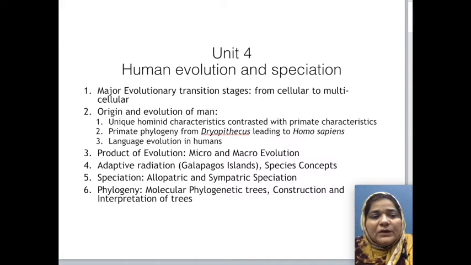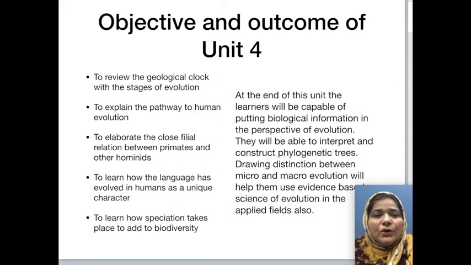So the outcome and objective of your unit 4 will be to review the geological clock, as I said, when we will be studying the 6 phases of evolution, and then the very interesting area of human evolution, how it so happened, and the close filial relationships with the primates, and then, as I said, language and speciation, which leads to so much of biodiversity.